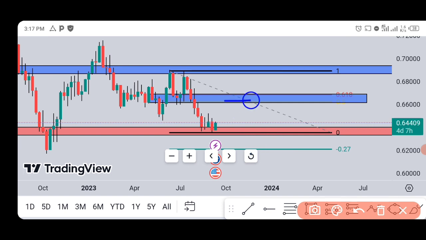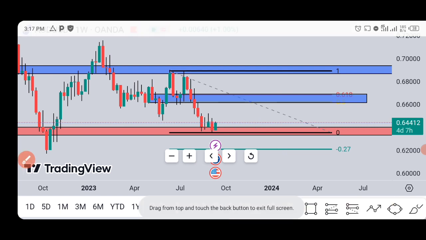But if we get into this 50% retracement level here, that's when I will start looking for selling opportunities. Then I will hold my trade, my first TP, my second TP. I will hold my trade to the next monthly structure. Simple. As simple as that.